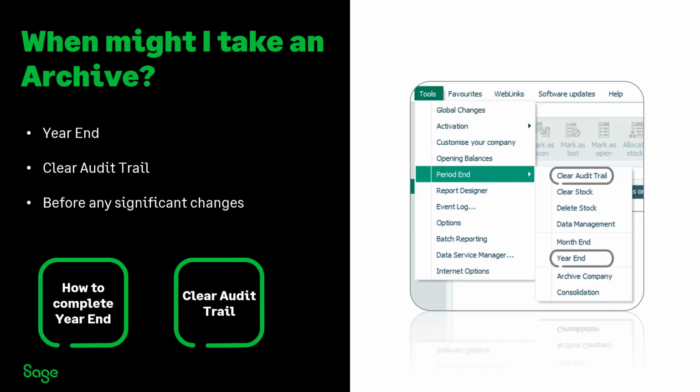But say you got halfway through the year and you thought, right, I'm going to run the clear audit trail, which is basically where you remove old transactions. Say you do that mid-year, you could then take an archive prior to that and a backup.